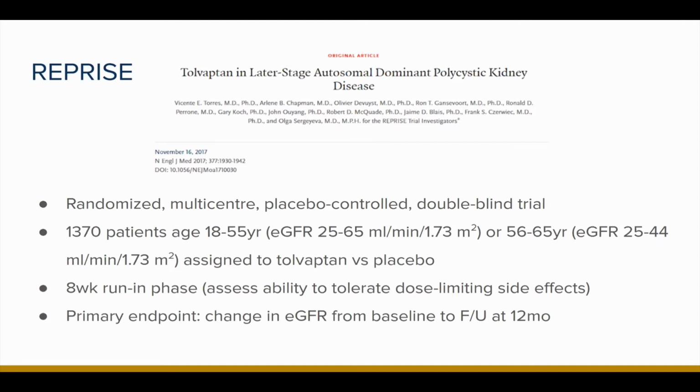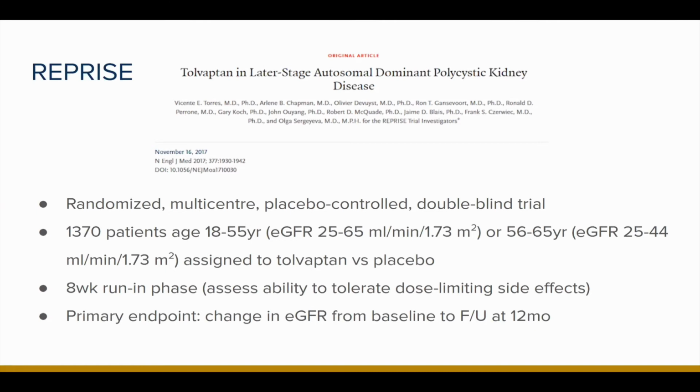This was a randomized, multi-center, double-blinded, placebo-controlled trial. They enrolled 1,370 patients, and the GFR for patients aged 18 to 55 was 25 to 65, and patients who were 56 to 65 had a GFR from 25 to 44, and they were assigned in a 1-to-1 ratio to tolvaptan versus placebo. This trial had an 8-week run-in phase, which provided all patients with an 8-week period of tolvaptan in order to assess whether they could tolerate the side effects of tolvaptan. And if they were unable to, then they were not enrolled in the trial.